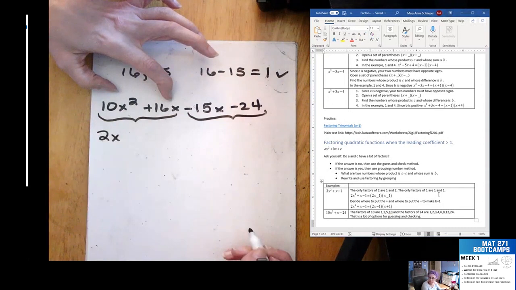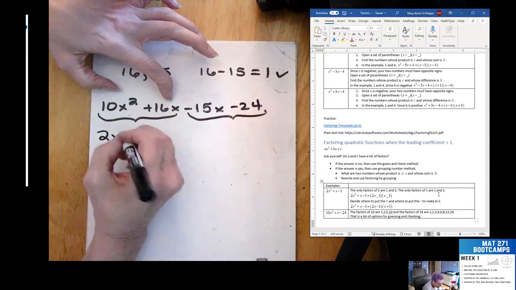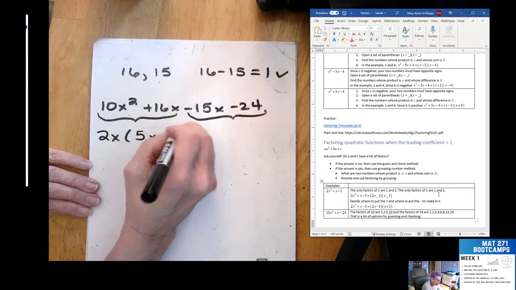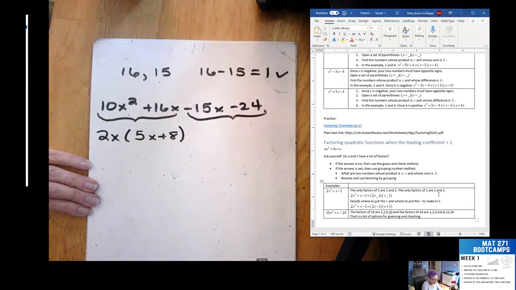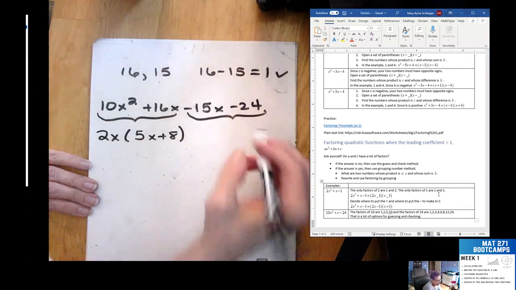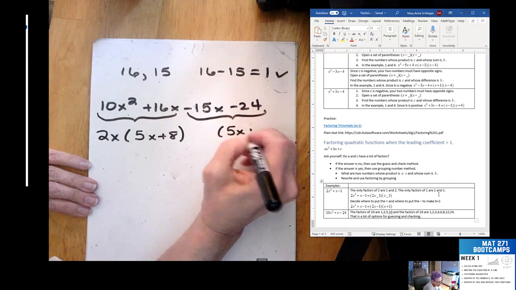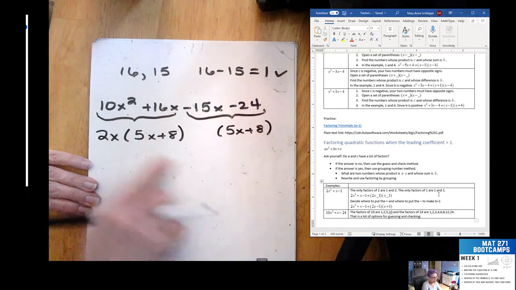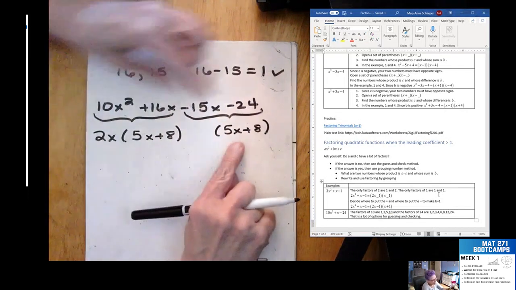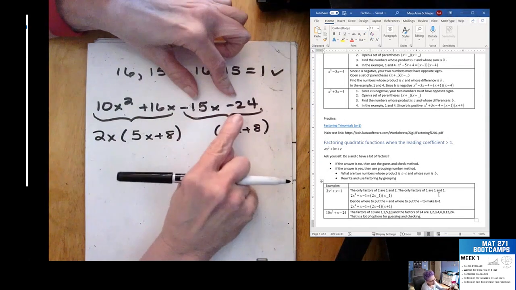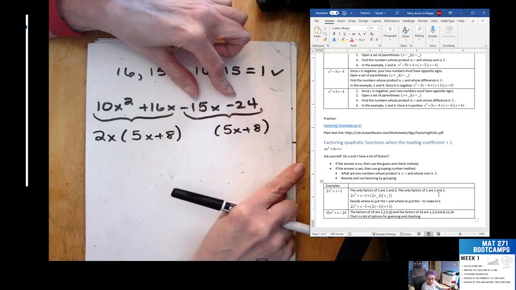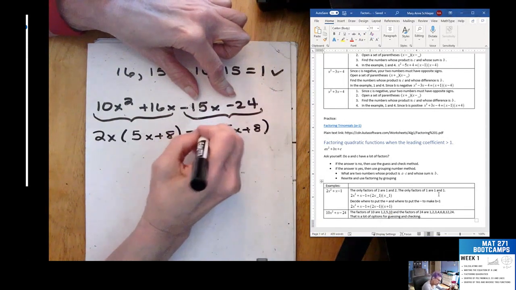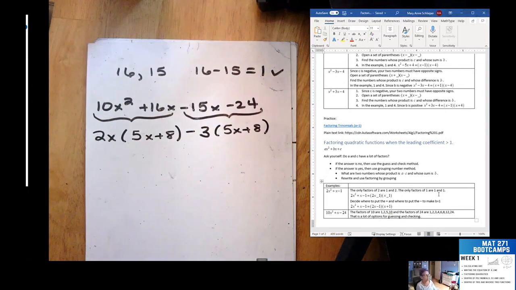2 and an x, because they're both even and they both have an x. So that leaves me with 5x plus 8. Now over here I have negative things, and my goal is to end up with 5x plus 8 over here so that I have a common factor of 5x plus 8. So if I look at these two, my common factor would be 3. But since I want positives inside the parentheses, I factor out a negative 3.